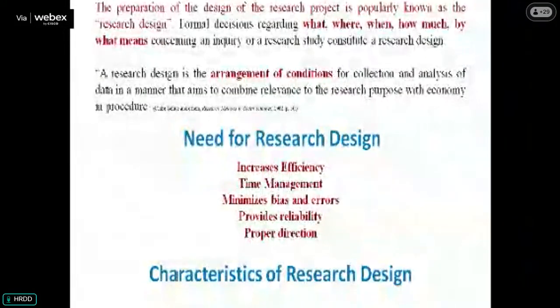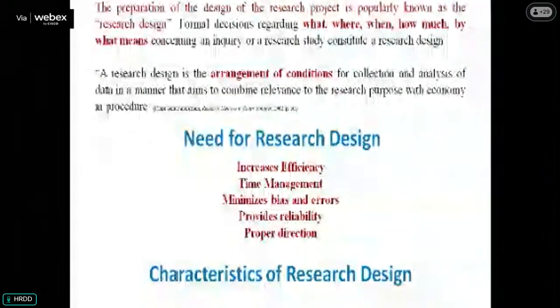What we have to basically do is plan, so you get a direction of where to start. You answer certain questions, which are what, where, when, how much, and by what means concerning an inquiry or research study; these constitute a research design. So it will increase your efficiency. You already know the steps to be followed one after another in sequence or parallel, whatever it is. You know the time management. You have already defined the timeline.